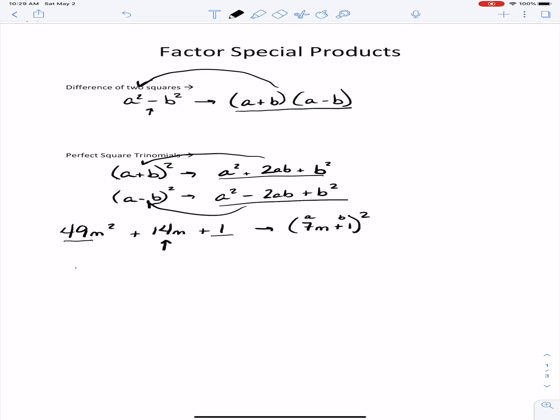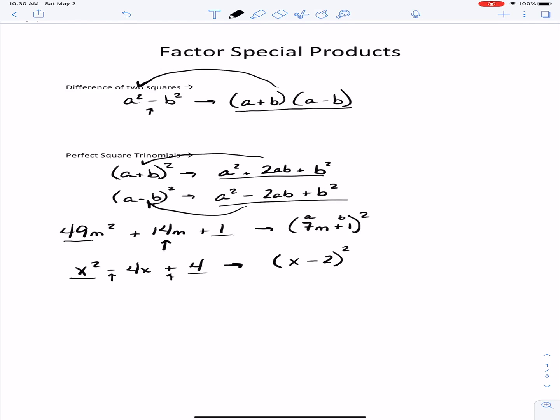How about x squared minus 4x plus 4. Well, my first term is a perfect square. My C term is a perfect square. We are looking at a negative here and a positive here. So I know that I need to use the A minus B squared pattern. So this is going to be x minus the square root of 4, which is 2. So we have x minus 2 squared.